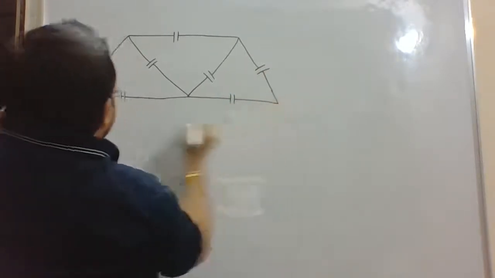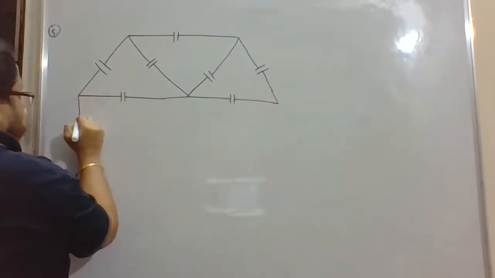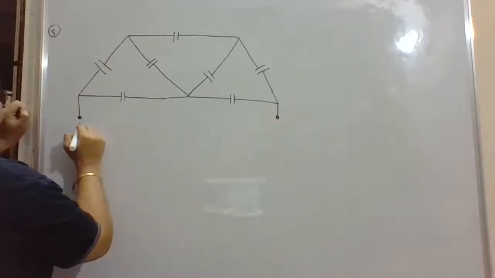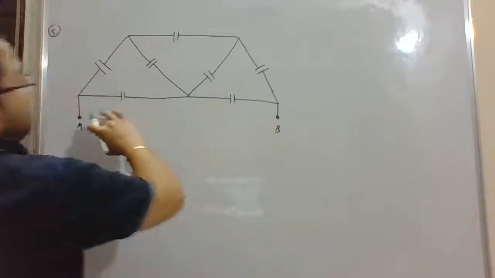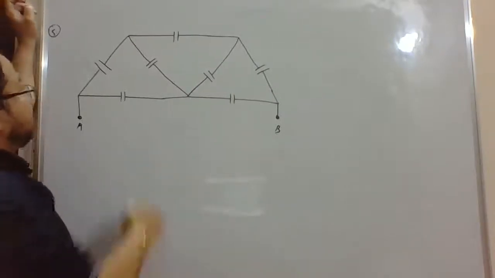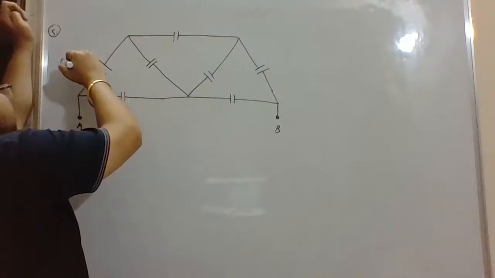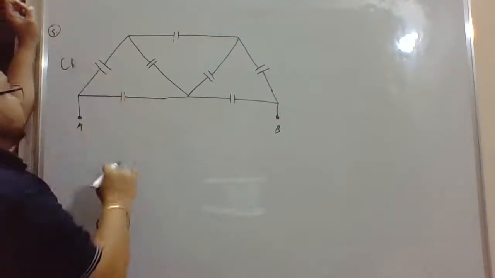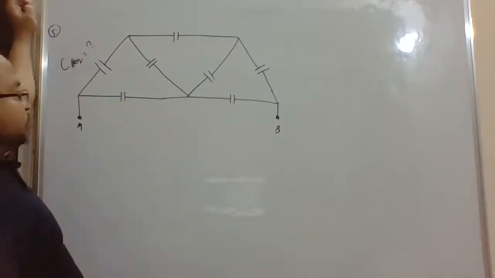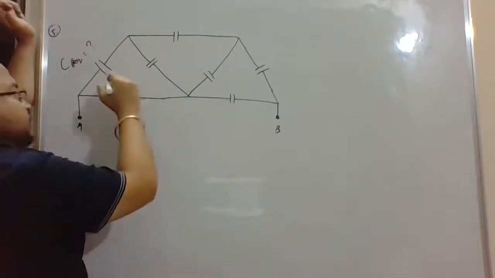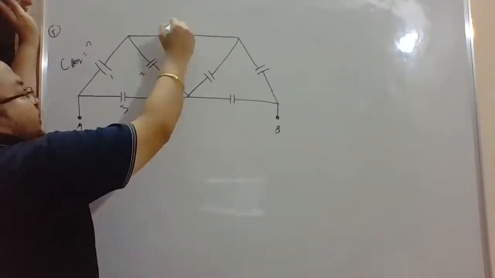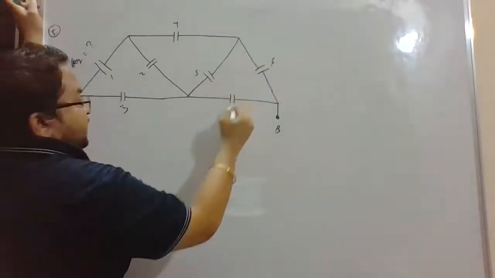Okay, and then it has asked: find out the equivalent capacitance across points A and B, given the capacitance of each capacitor is C. So the capacitance of each capacitor is C, and it's asking for the value of the equivalent capacitance. If you note, step number one, give some names: 1, 2, 3, 4, 5, 6, 7.